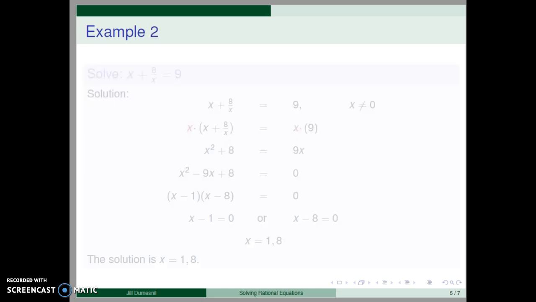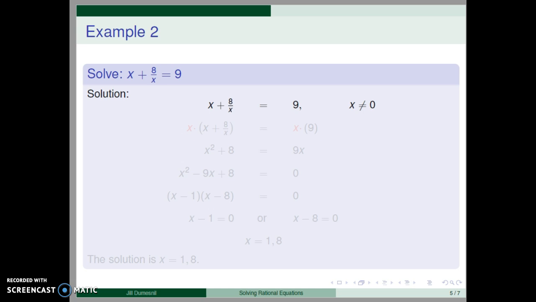Let's consider a second, slightly more complicated example. Solve the equation x plus 8 over x equals 9. We begin with the given equation and note the restriction that x cannot equal 0. If x equals 0 is a value produced by our algebra, we will omit this as an extraneous solution. We multiply both sides of the equation by x, the least common denominator, to clear all the fractions.